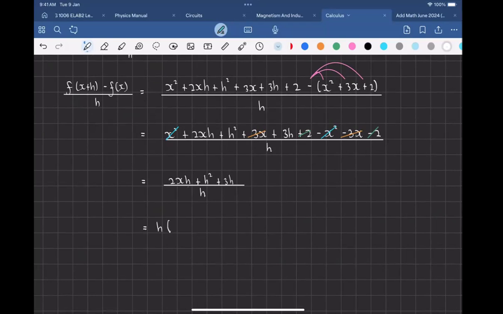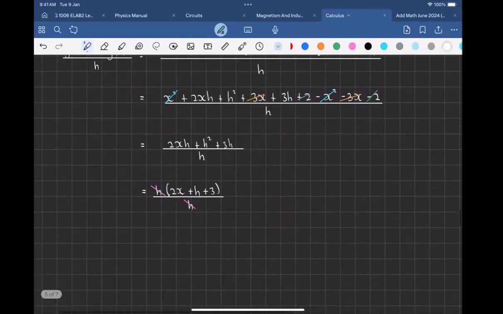So if I pull out h from 2xh, on the inside I have 2x. If I pull out h from h squared, what am I left with? h, so plus h. And if I pull out h from 3h, 3. Could I do this with the one on the outside? Right, because the one on the outside is being multiplied by something. So we end up with 2x plus h plus 3.